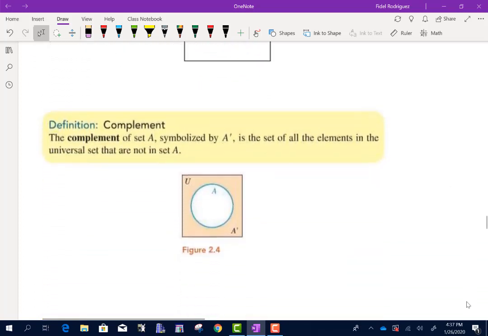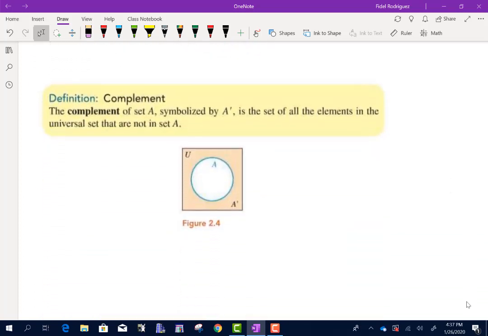The complement. So the complement, if everything inside the circle is A, everything that's in the universal set that is not in A is what we call the complement. The way we read this thing right here is A complement, okay?